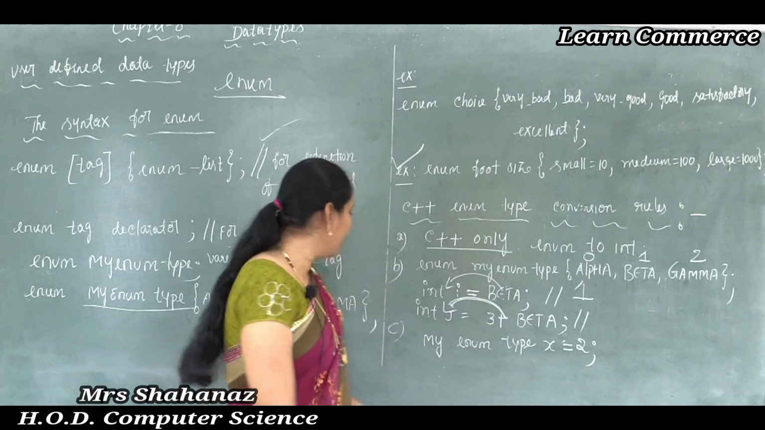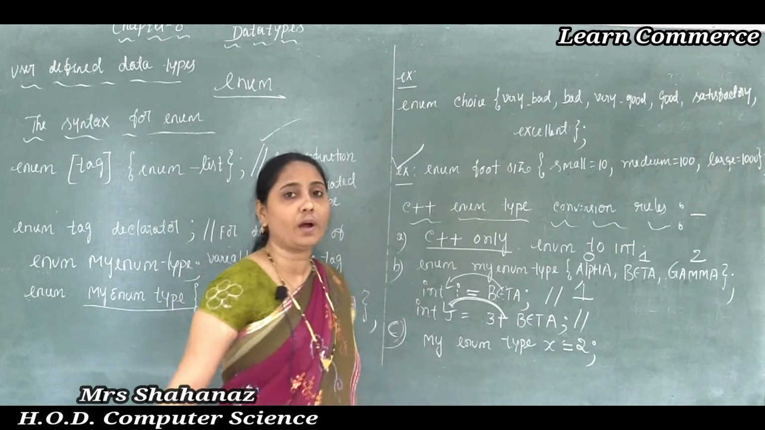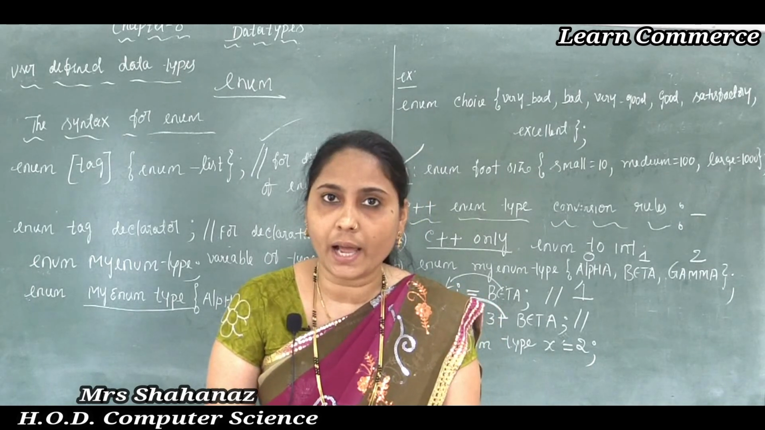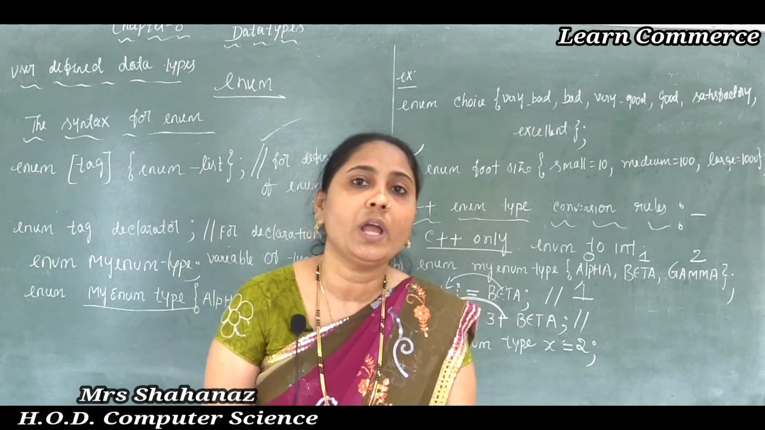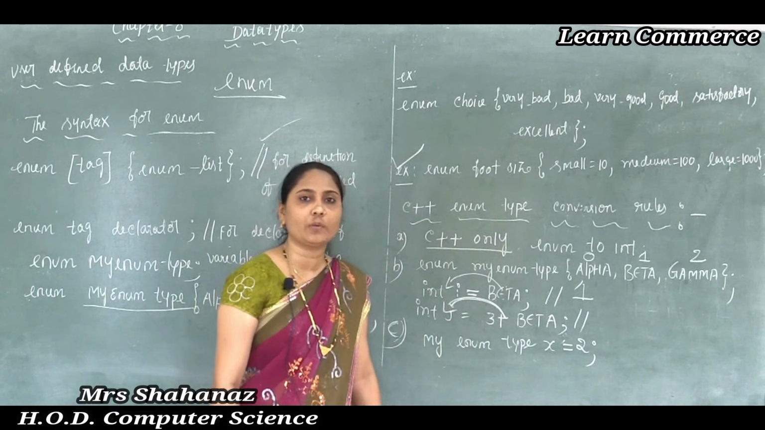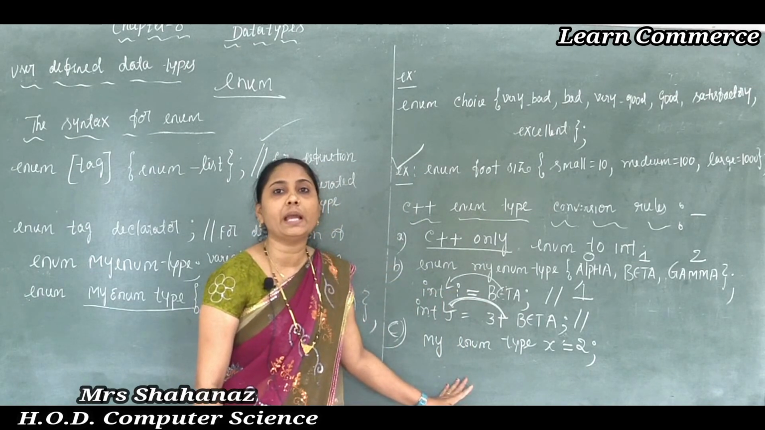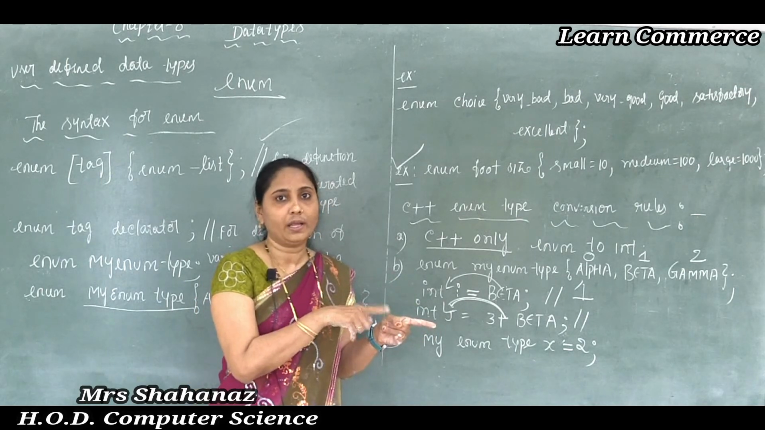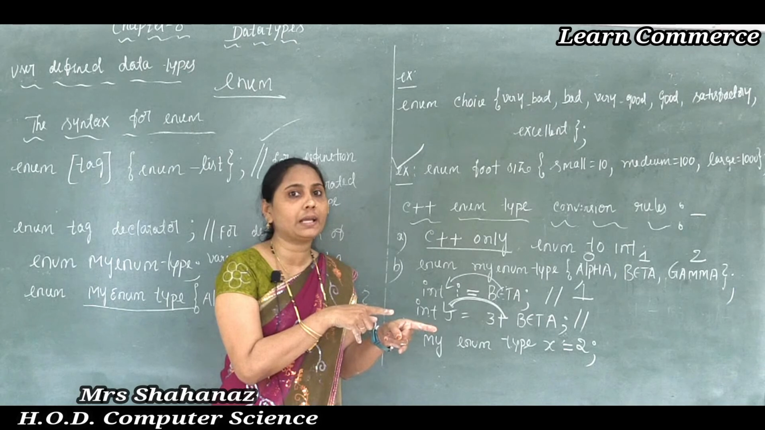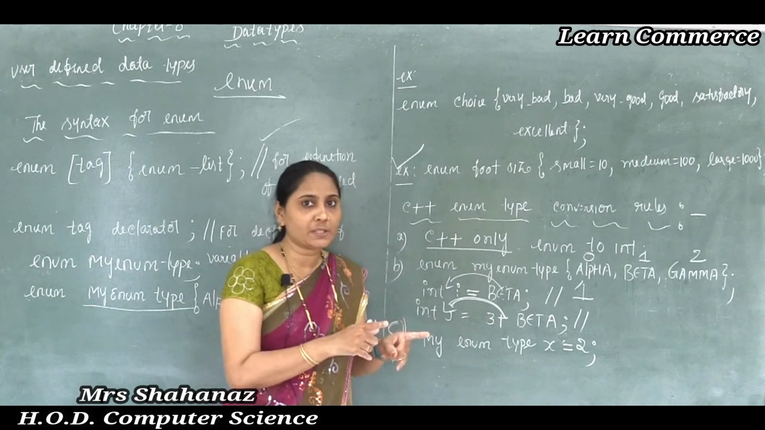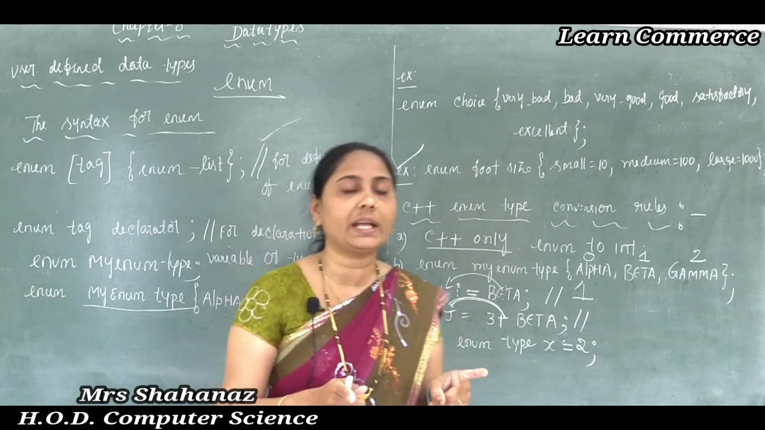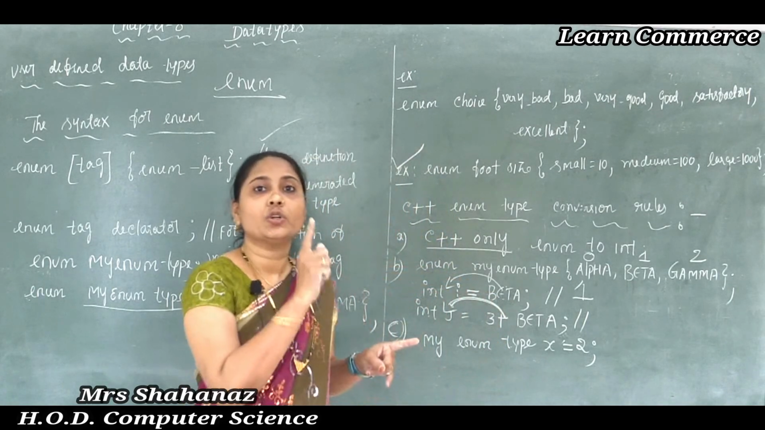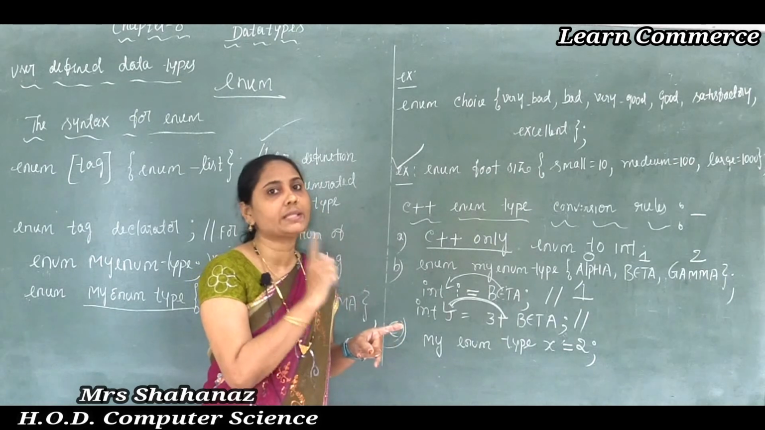But also, the third point we can say about the C++ enum type conversion rule: on the other hand, C++ does not support an implicit conversion from int to the enum type. Okay? Enum to int is a legal conversion, but C++ does not support the conversion from int to enum type. Okay, so this type of conversion is always illegal.